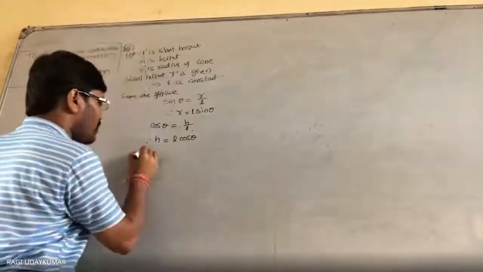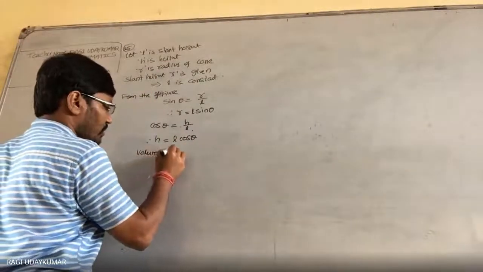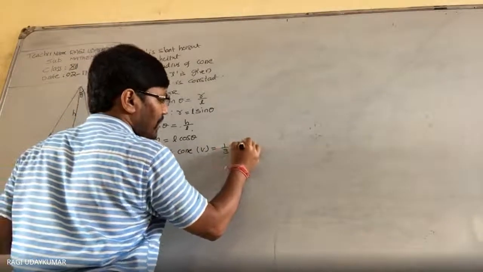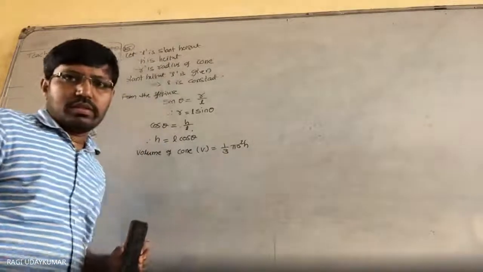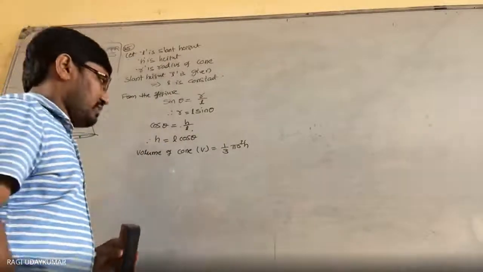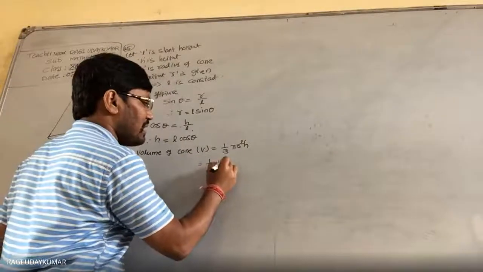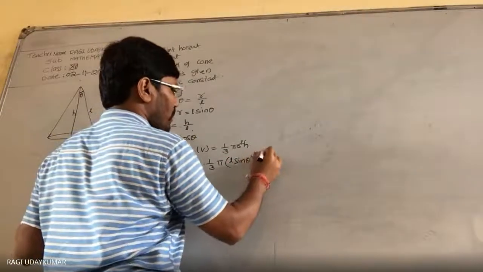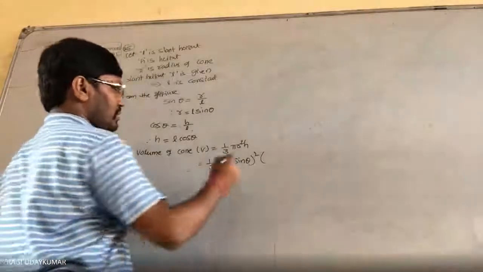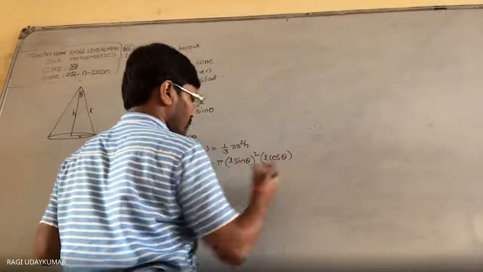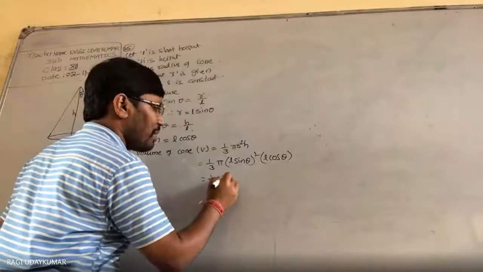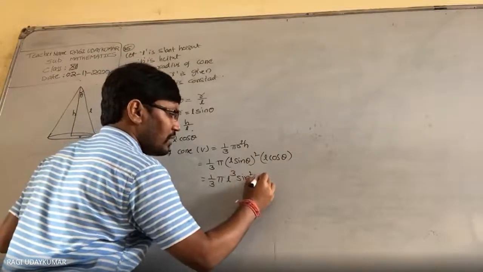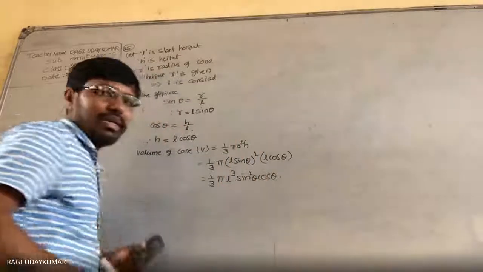So therefore the volume of the cone is V equals 1 by 3 pi r square h, which is equal to 1 by 3 pi, R is nothing but L sin theta whole square, H is nothing but L cos theta. So simplify: 1 by 3 pi L cube, L square and L sin square theta cos theta. So now here L is constant.